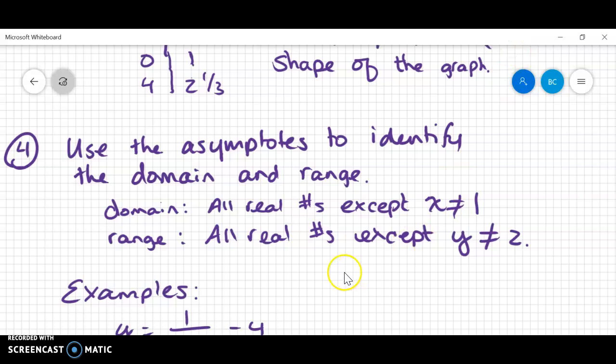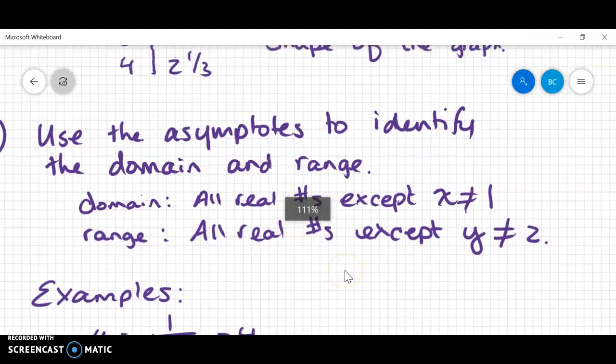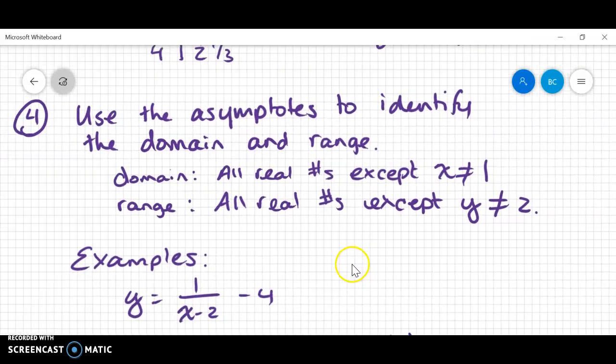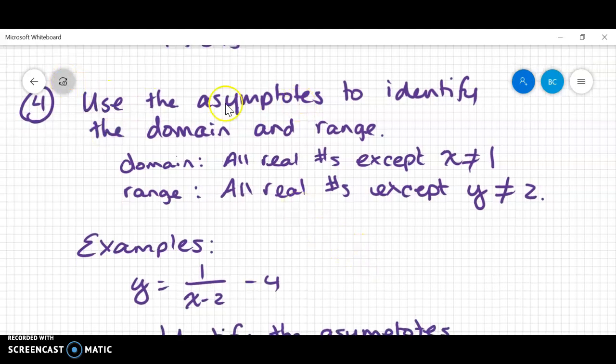Next, you're often asked when you make a graph to identify or describe the domain and range. So we're going to use the asymptotes to define that. On the domain, all real numbers except x can't equal 1. So again, this was the asymptote, right? If the asymptote is x equals 1, then the domain is all real numbers except for that. And the same thing with the range. It's going to be all real numbers except y can't equal positive 2.